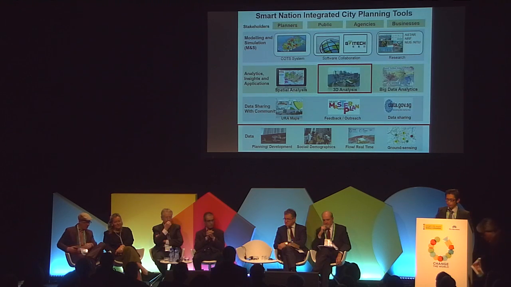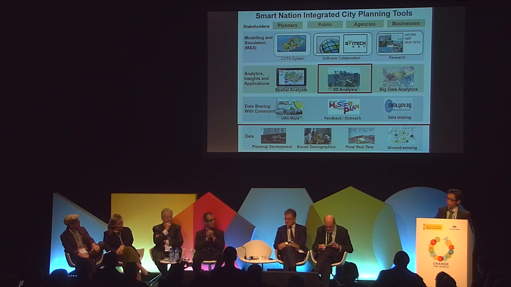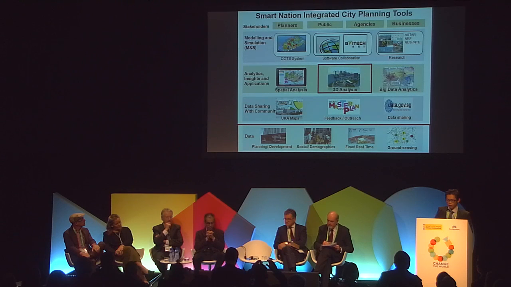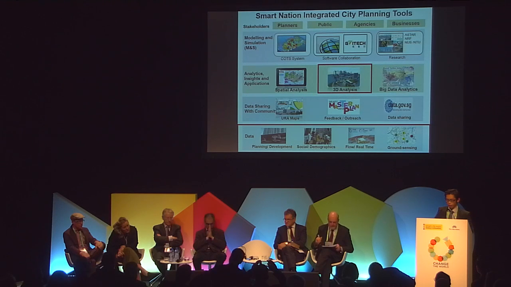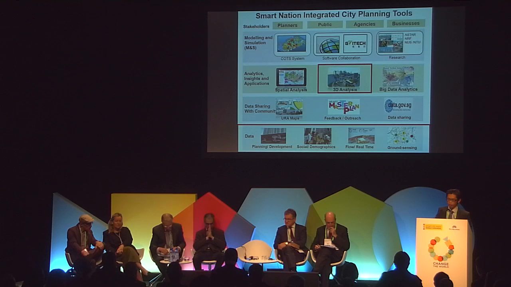So the integrated city planning framework we adopt is quite similar to many other nations. We depend heavily on good quality data. We try our best to acquire planning information, demographics, and we are progressing to get real-time information and also ground sensing information. And we share this data with our public and also our stakeholders. Following that, we develop advanced applications in terms of geospatial and 3D analysis, which I'll cover in more detail later. And in the longer term, in order to be sustainable, we work very closely with industry leaders and also research institutes.